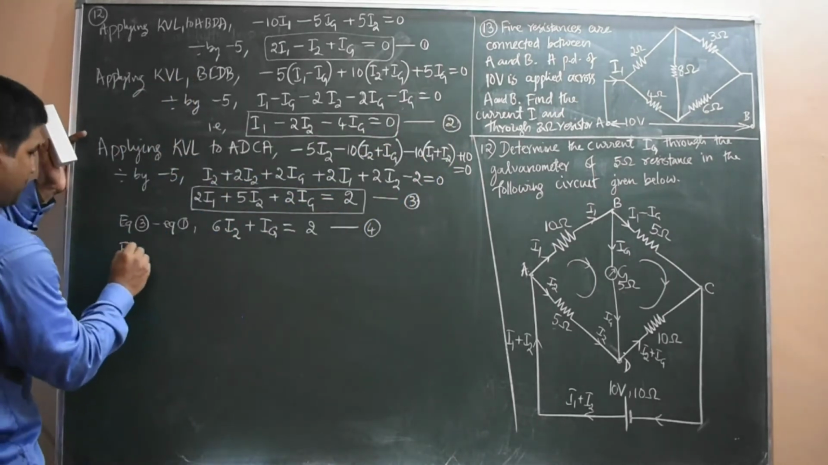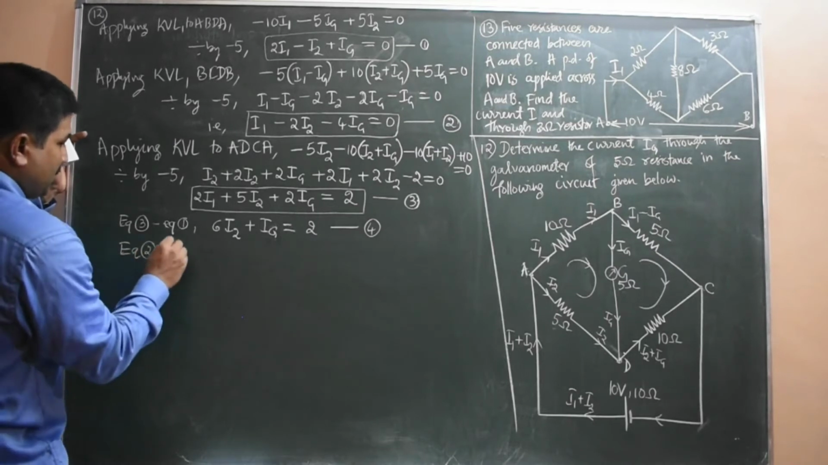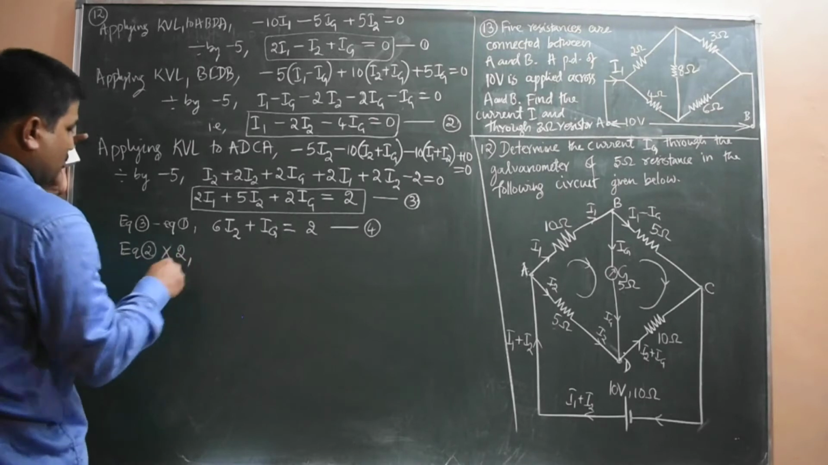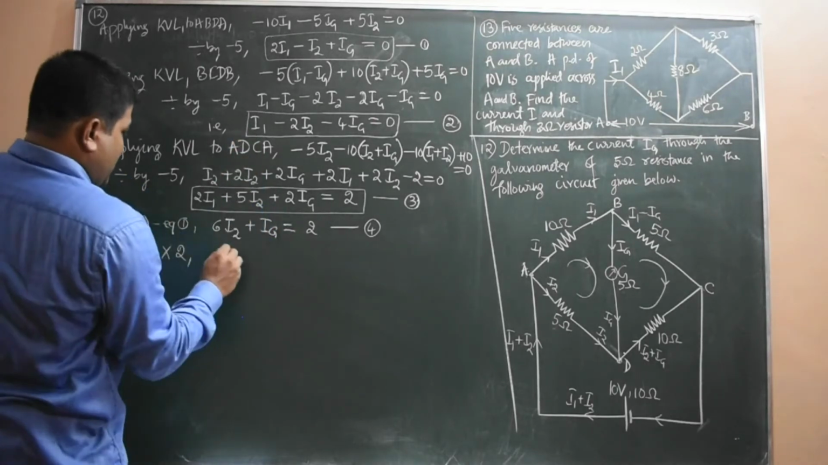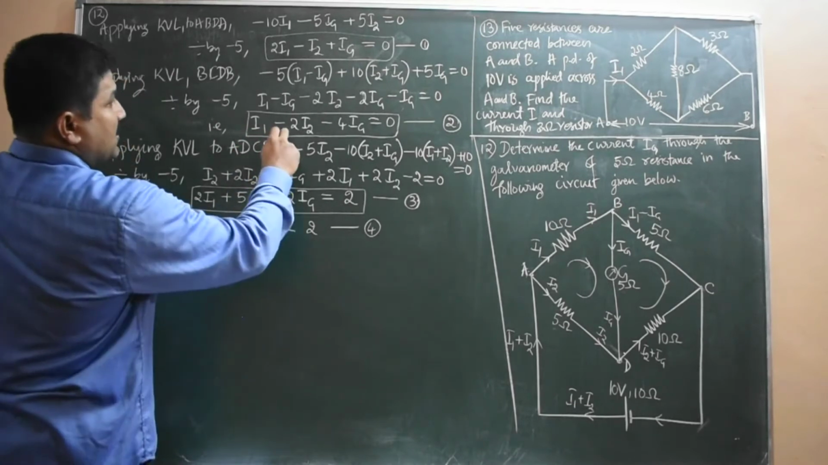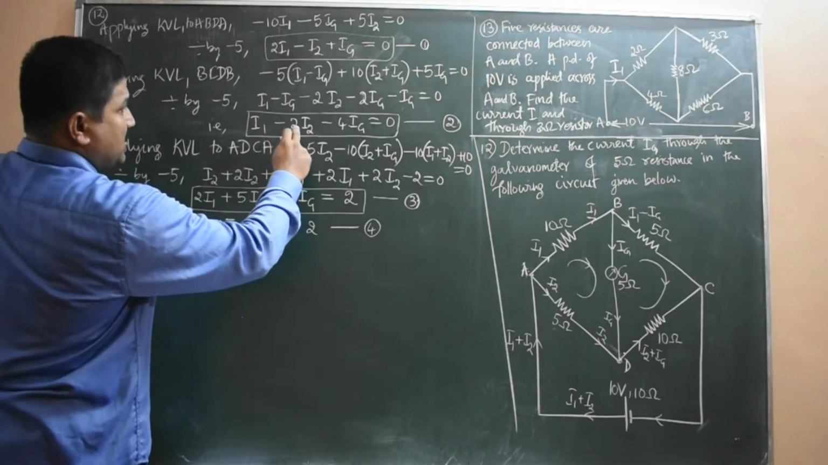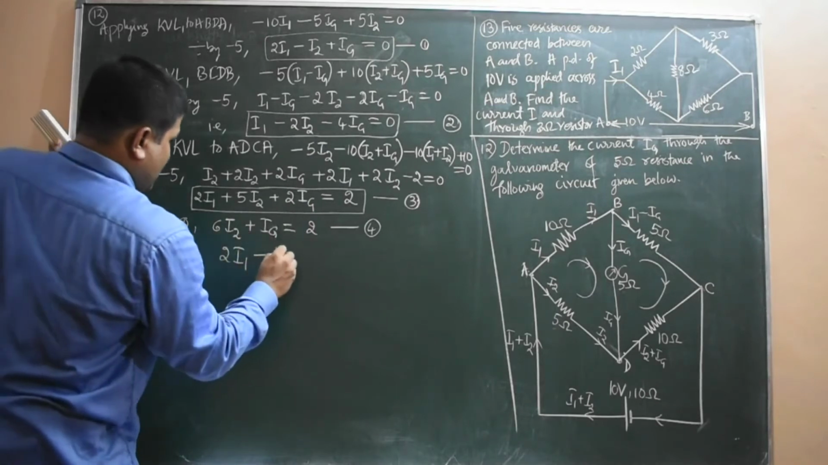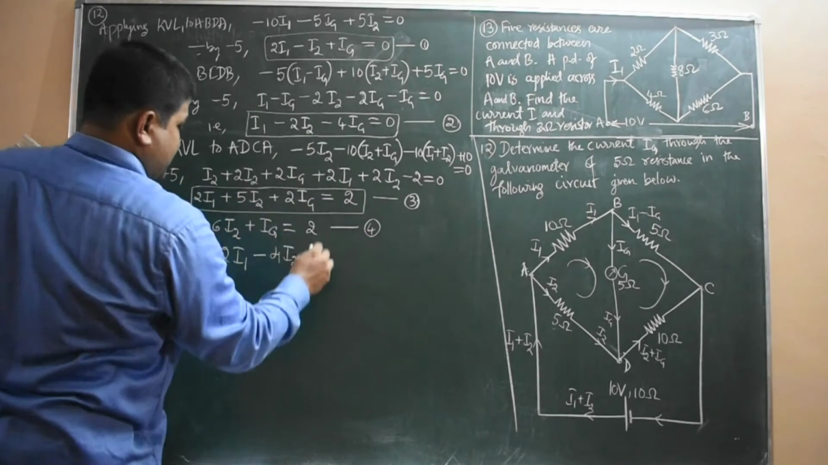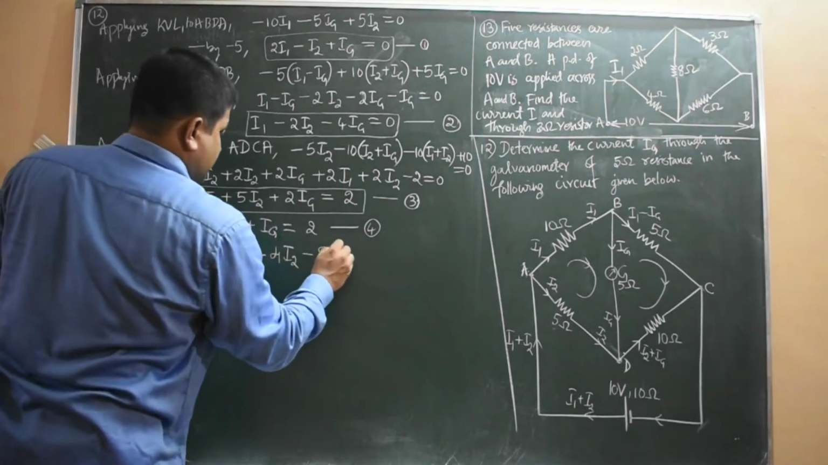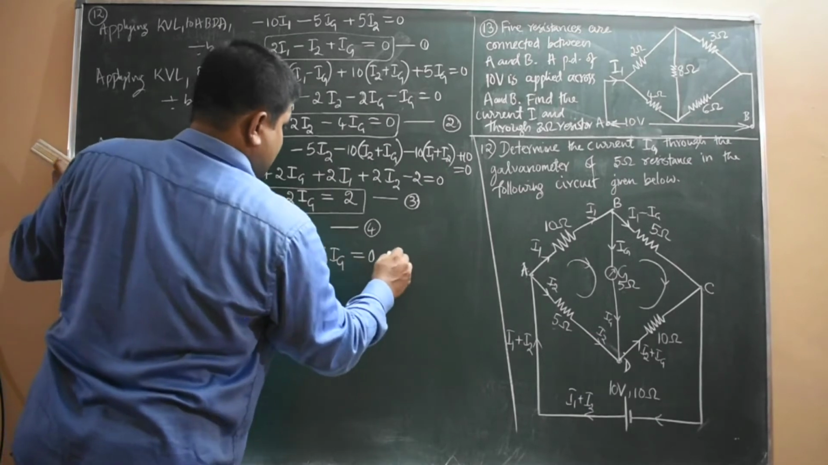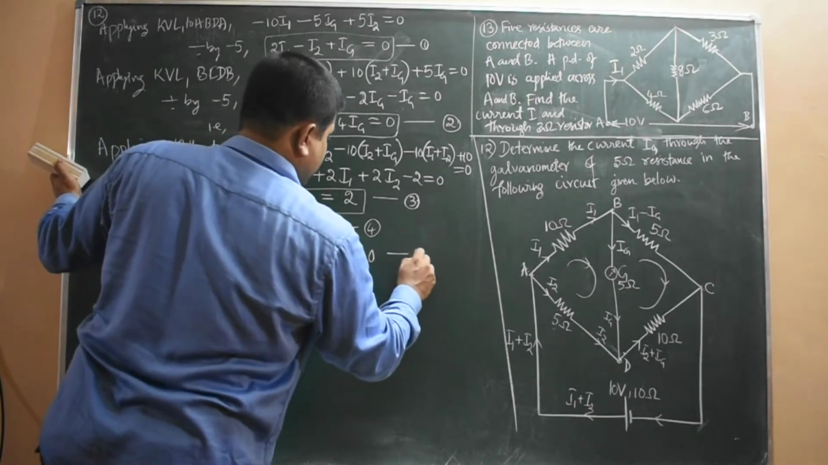So equation 2 multiplied by 2 throughout. What happens? You see, 2 into I1, minus 2 into I2, again 2 is there, so 4I2. Then again 2 into this, so minus 8Ig equal to 0. So this is equation number 5.